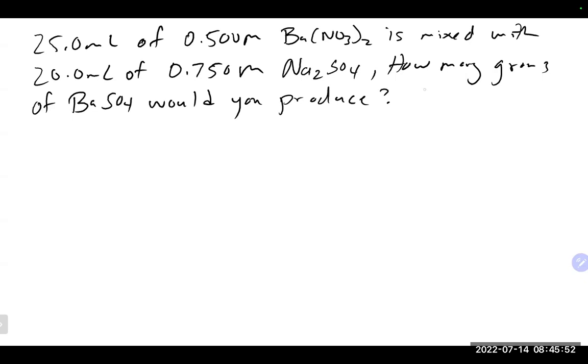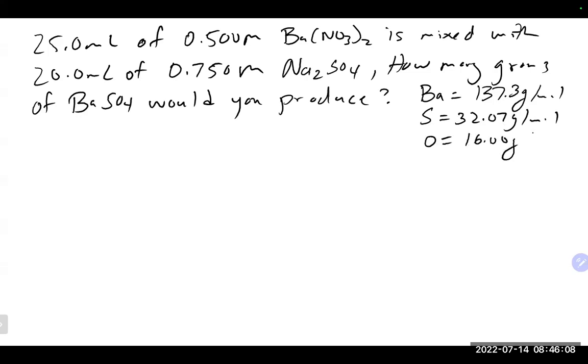So barium, I think, is hard to read there, 137.3. Sulfur 32.07, and oxygen 16. All right, let's take a look.